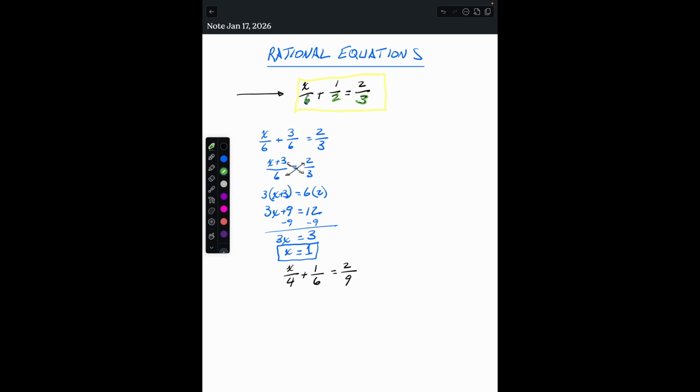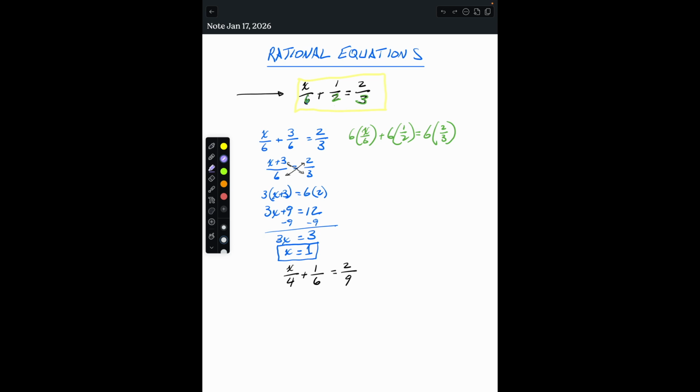So I'm going to multiply 6 times x over 6. I'm going to multiply 6 times a half. I'm going to multiply 6 times 2/3. All right? I'm multiplying 6 by everything in the equation. Do notice that the original equation is still here, right? I've still got x over 6 plus 1/2 equals 2/3. I just multiplied everything by 6.